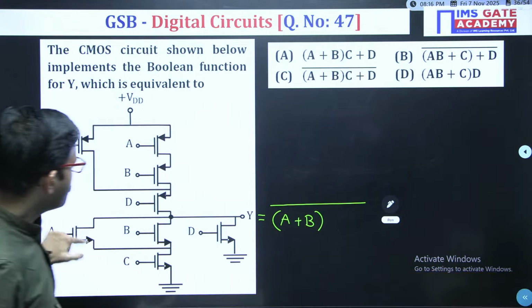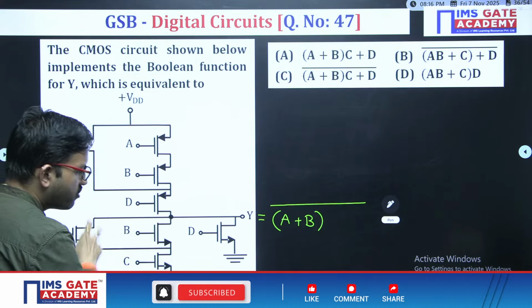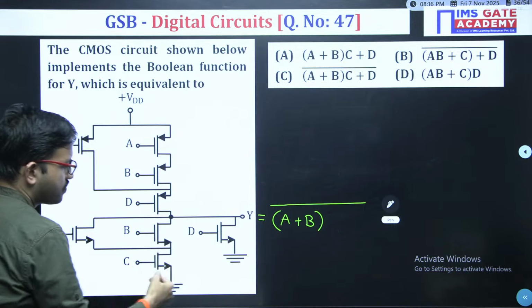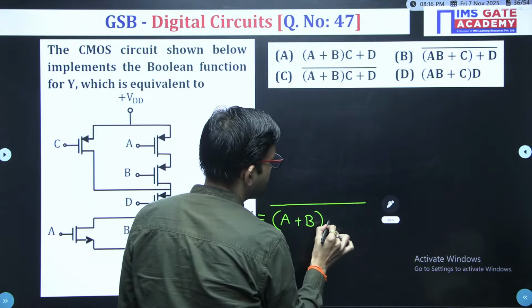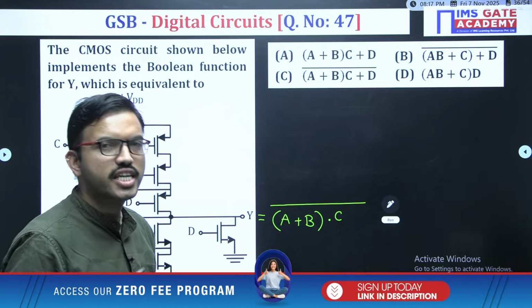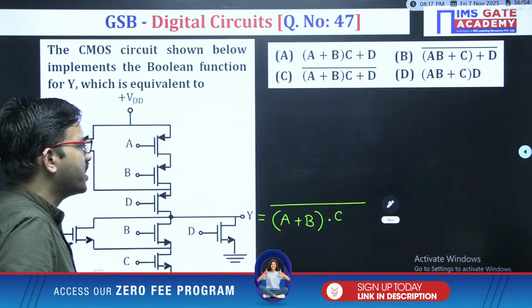Now here you got one single transistor. That transistor and this transistor, how are they connected? Series. That means logical AND. Very simple. Whatever you might have learned in the second chapter, series connection means logical AND and parallel connection means logical OR. That concept only we are applying.